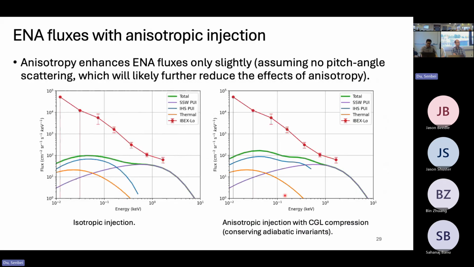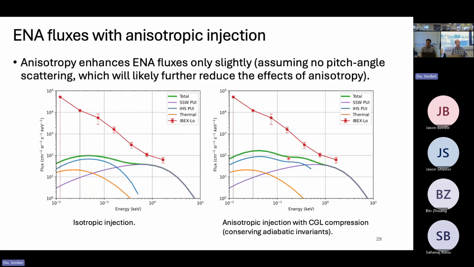And so what are the effects on ENAs? So the right figure is the ENA model with this anisotropic injection. And so we see there's some effect on the injected pickup ions, but still the effect is not enough. So it's only increasing the total flux slightly. And also this is assuming no pitch angle scattering at all.